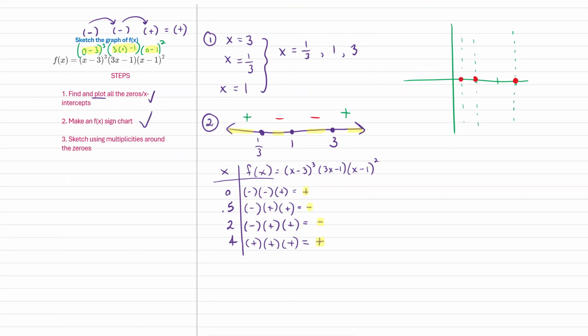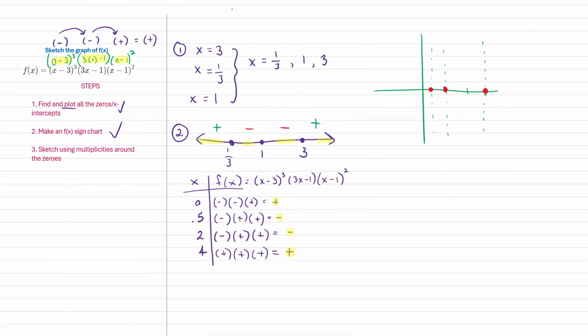Okay, so now we can make a sketch using the multiplicities and these signs from our sign chart. So I'm going to go back here to our graph.